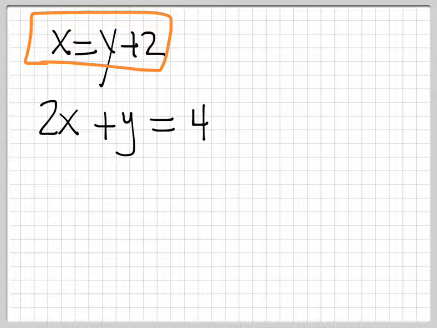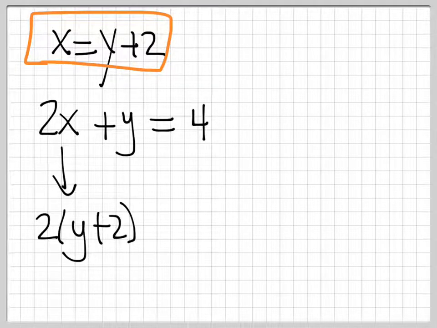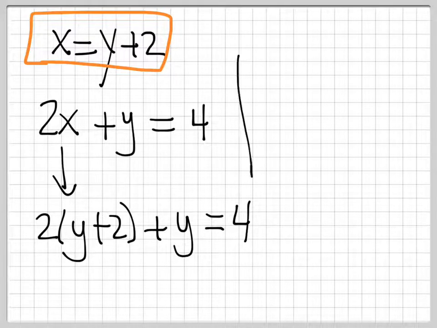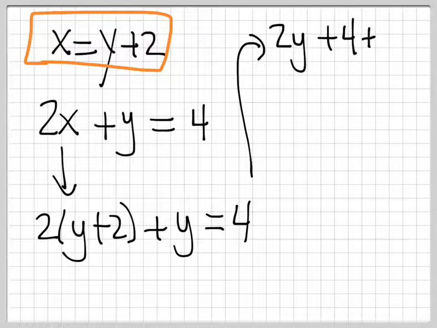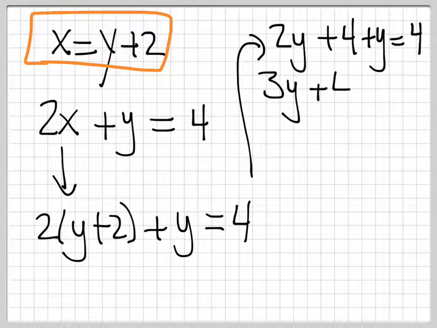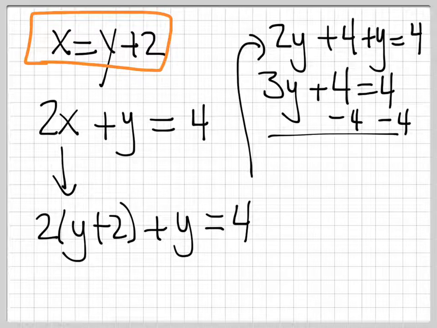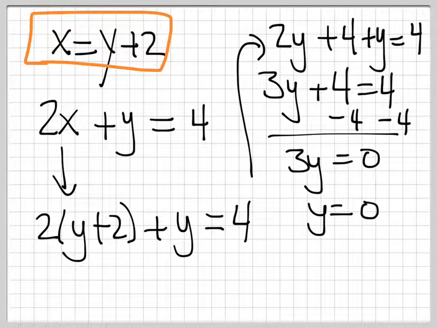And so that allowed us to write this as 2 times y plus 2 plus y equals 4, and that gave us 2y plus 4 plus y equals 4, which gave us 3y plus 4 equals 4, which gave us that 3y equals 0, and so y equals 0.